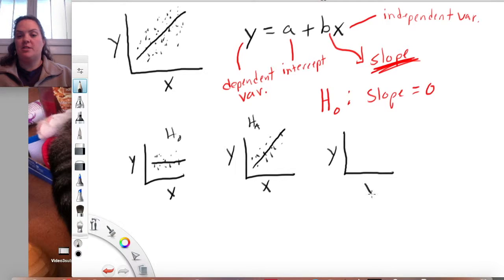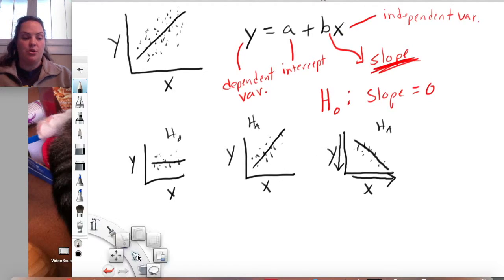So that's a positive slope, and here would be our negative slope. What this is telling us, and that would also be an alternative hypothesis, is that as X increases, Y also increases. So positive changes in X are causing positive changes in Y. And this is telling us that as X increases in value, we're actually seeing a decrease in Y. We can have a negative, a positive, or a 0 value for our slope.